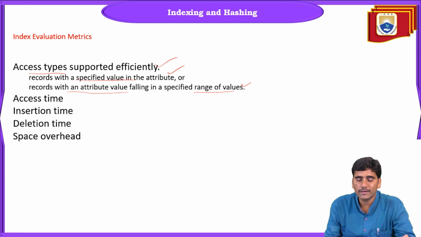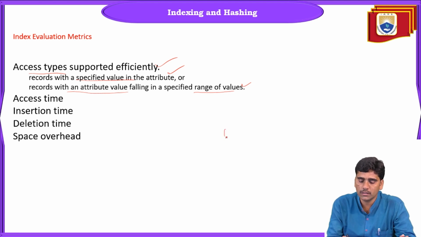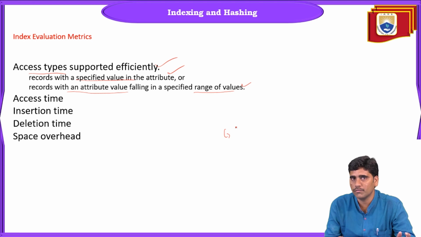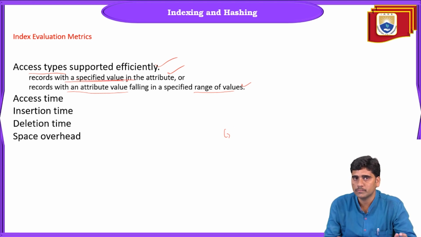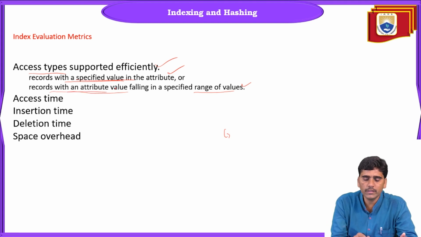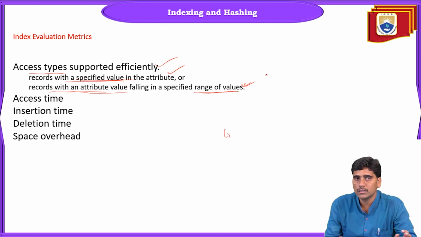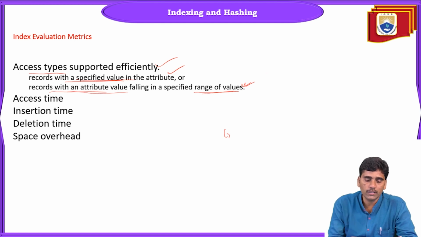So they are taking each and every range of values with a particular index. For each and every index there is a search key, and each search key searches for each and every record in the file. That's why it retrieves records with a specified value in the attribute, or records with an attribute value falling in a specified range of values. So that is one evaluation metric, and another one is what?